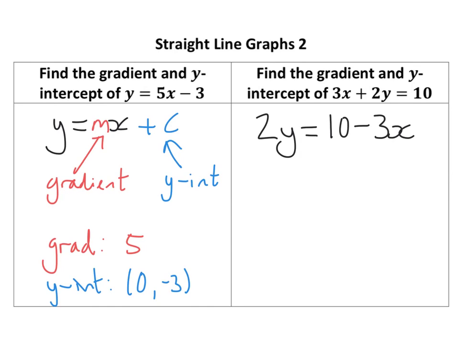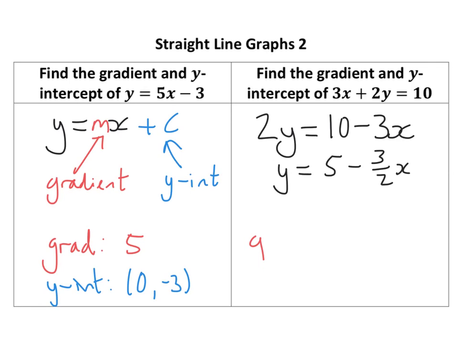I don't want two y's, I want one y, so I'm going to divide through by 2. Now I'm going to leave this as a fraction. If you put it as 1.5, that's fine, but I tend to leave things as fractions, mainly because when the fraction isn't quite so nice, it's nicer and more accurate actually to leave it as a fraction.